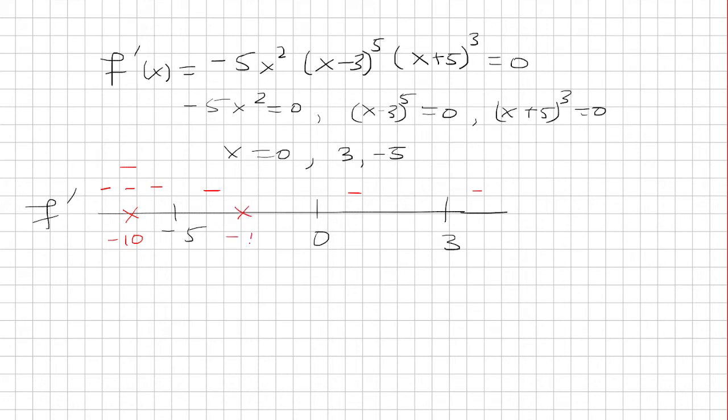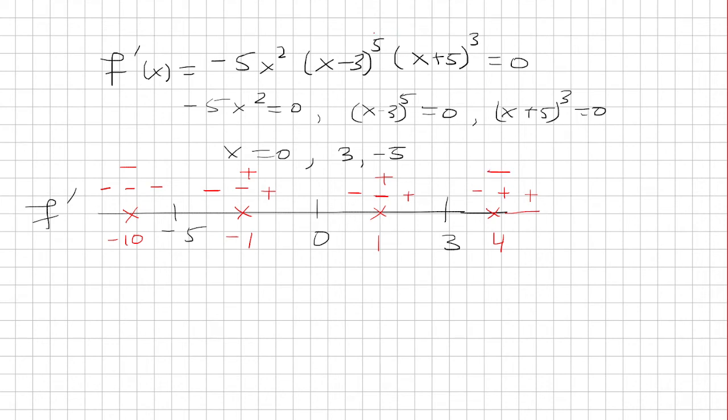Now let's test negative 1. Negative 1 minus 3 is negative. Negative 1 plus 5 is positive. 2 negatives gives you a positive. Let's try 1. 1 minus 3 is negative, 1 plus 5 is positive, 2 negatives again is a positive. Let's try 4 here. 4 minus 3 is positive, and 4 plus 5 is also positive. So this will be negative.